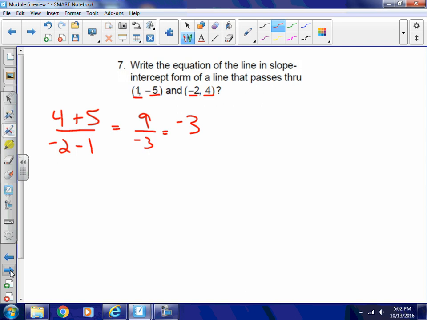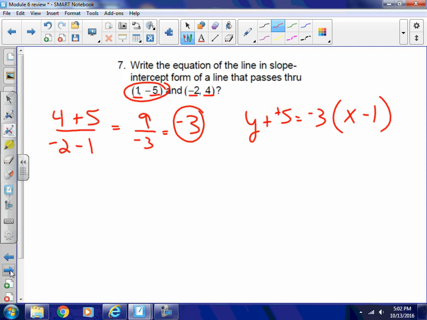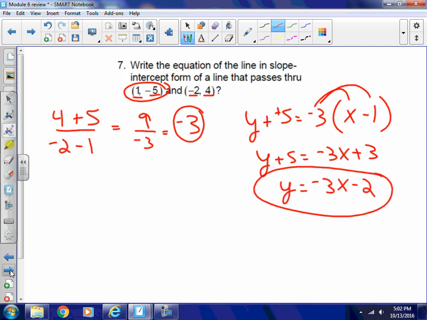So now we can write our equation in point slope form. I'm going to use the first point, and of course, the given slope, or my calculated slope, y minus a negative 5 equals negative 3 times x minus 1. So really that becomes plus 5. To get this into slope-intercept form, I'll need to distribute. So y plus 5 equals negative 3x plus 3. And now we can subtract 5 from both sides, and we get y equals negative 3x minus 2. And that's our final answer in slope-intercept form.